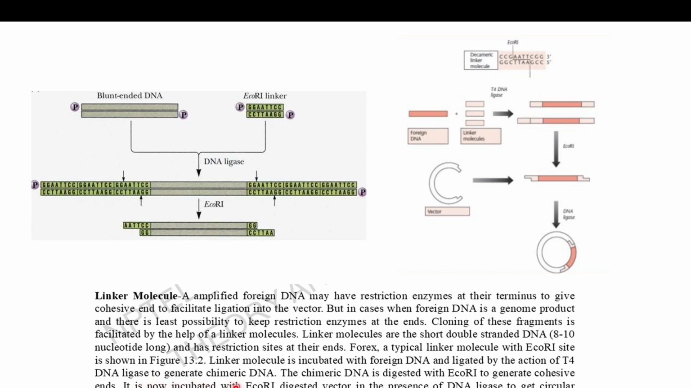Now it is incubated with EcoR1 digested vector in the presence of DNA ligase to get a circular clone. This is the same one that has been shown here.